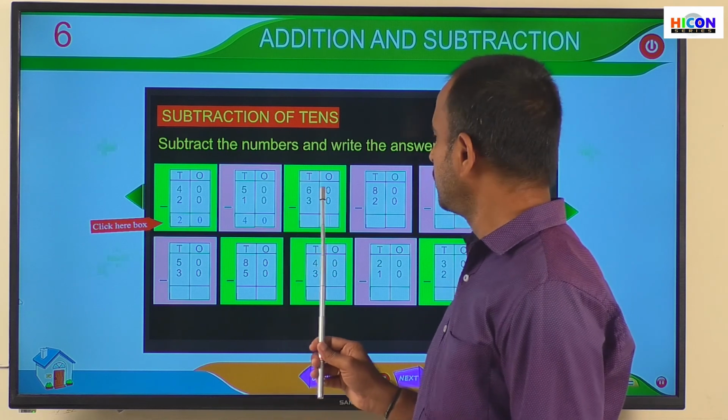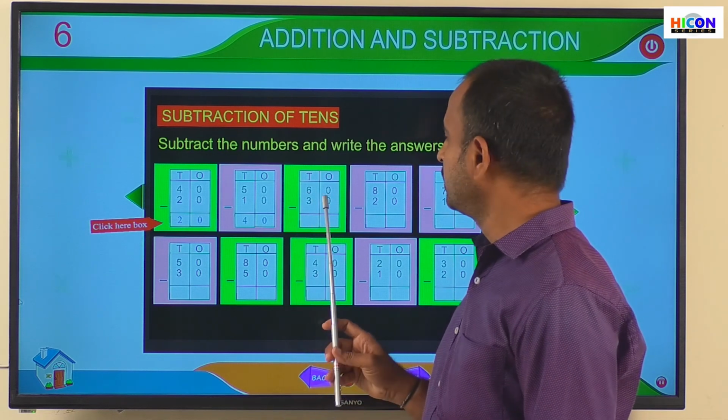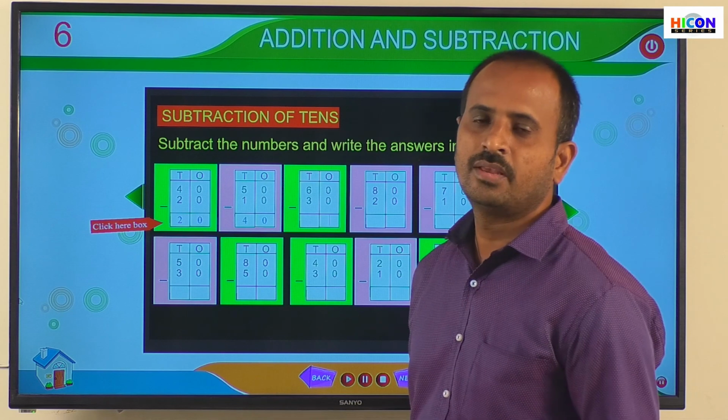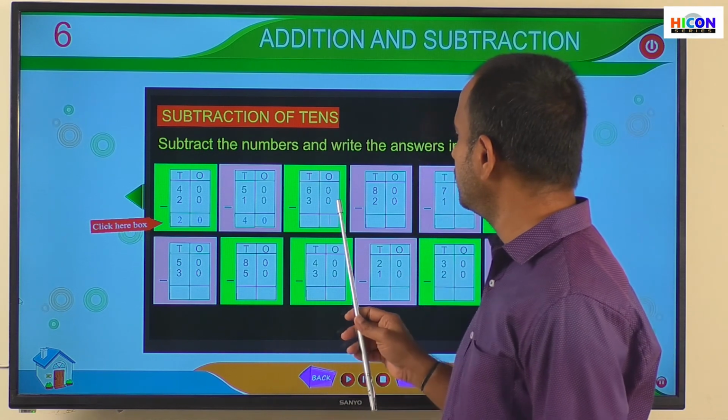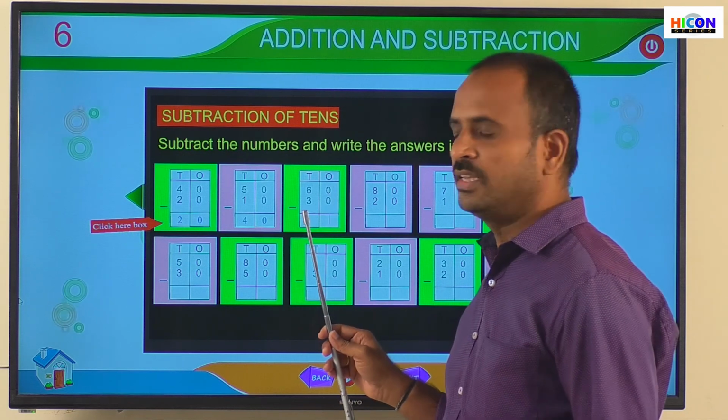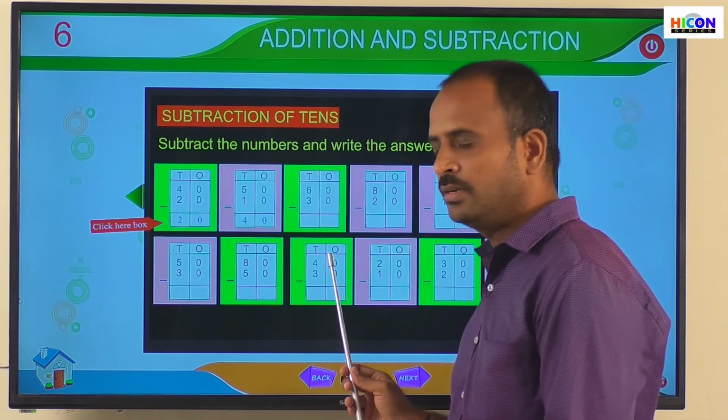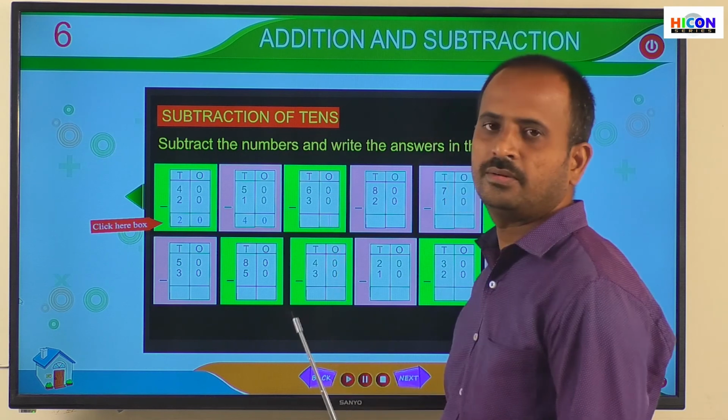So there are 60 and 30. That is 60 minus 30. So subtract the digits present in the ones place first. What are the digits here? 0 and 0. That is 0 minus 0. Again 0. So write 0 here.